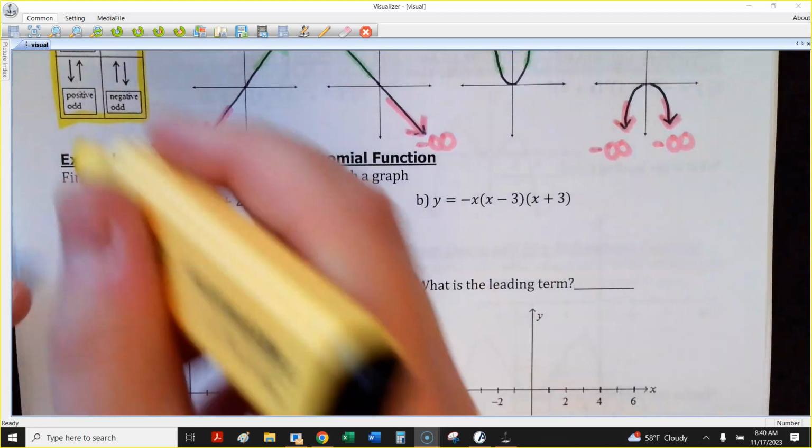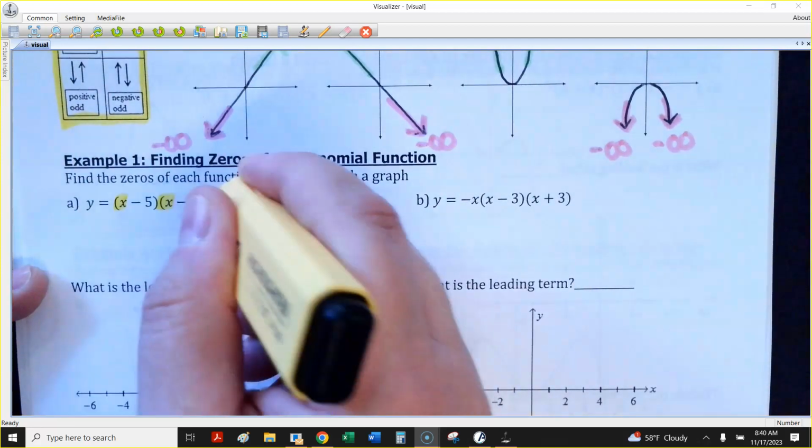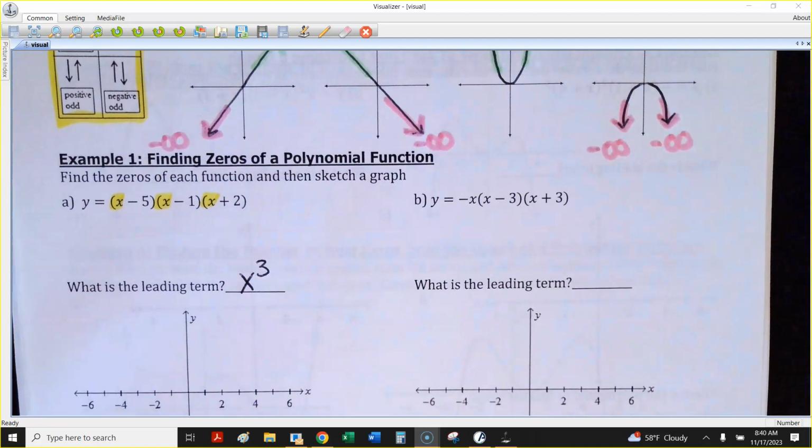Exactly, yes. If you're not sure, if I foiled this completely out, it would take us a couple minutes to do it. We're not going to do that. If you just multiply the first term in each of those little sets of parentheses, that will give you the leading coefficient.